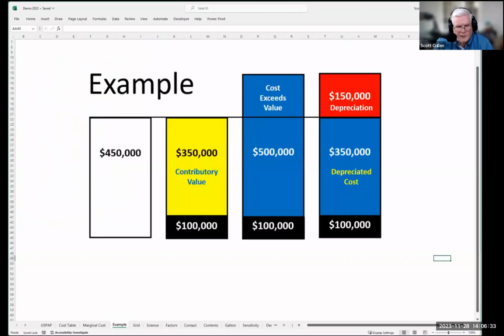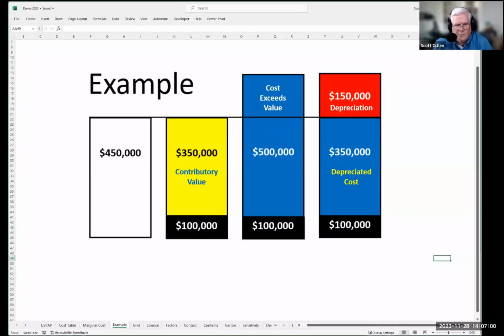I like to use this example. On the left, that represents a $450,000 market value. The buyer and the seller, both agents, even the county recorder, agree that that particular house is worth $450,000 market value. Now, when you get an appraiser involved, they'll recognize right away that there's land.